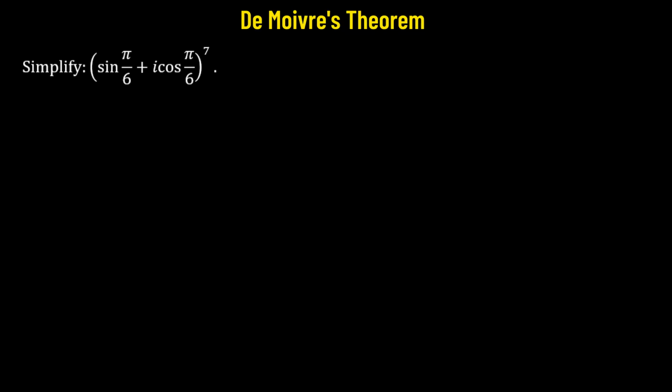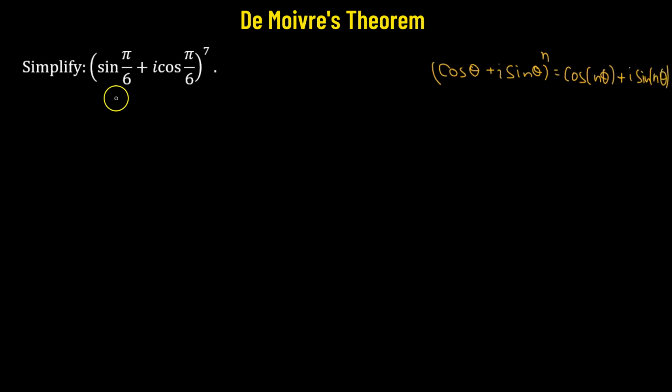We need to simplify the following. So we'll take the help of De Moivre's theorem, which states that whenever we have (cosine theta plus iota times sine theta) raised to the power of n, then that becomes equal to cosine of n theta plus iota times sine of n theta.